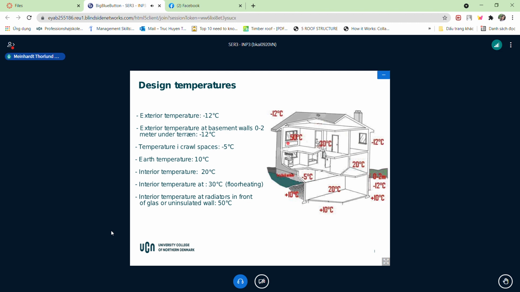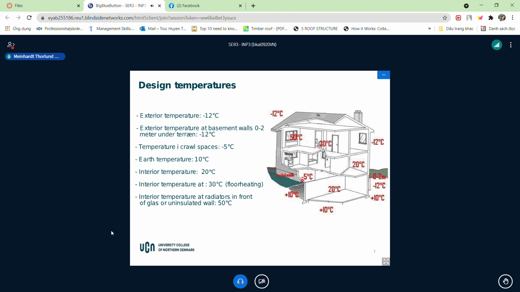For instance, behind this heating radiator, it says 50 degrees. In practice, this is if you have an uninsulated wall on the other side, which often is not the case, normally not the case in Denmark for newer buildings. For older buildings, this is often happening. For example, in the building I'm living in, there's no insulation behind the radiator. And also, if there's a window behind the radiator, you should use 60 degrees.